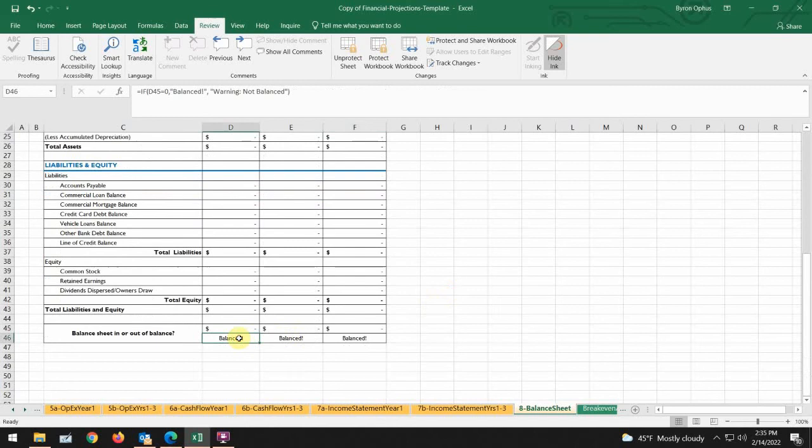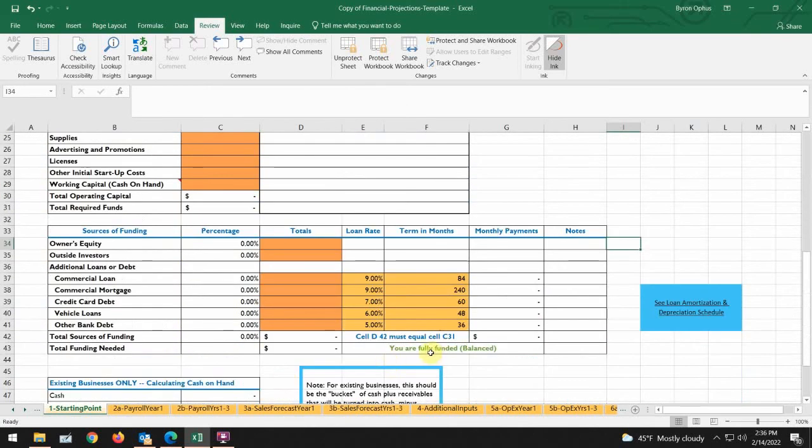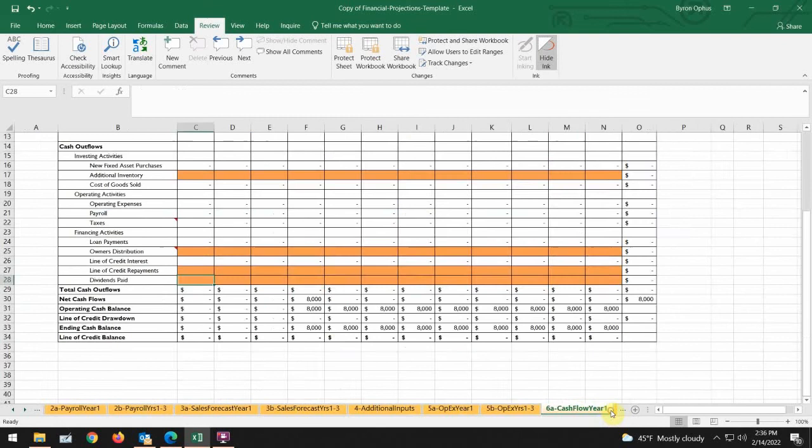Okay? When you're done so far, if you've done everything right, the first year should be balanced because it should be the same as your starting point. Shouldn't really be any difference on it. And if this isn't balanced, the first place to look is to go back and look at that starting point, right? Make sure that you got it balanced, that it says just exactly that. You're fully funded and balanced. Okay.